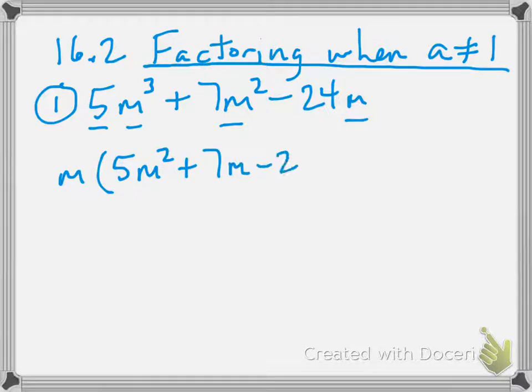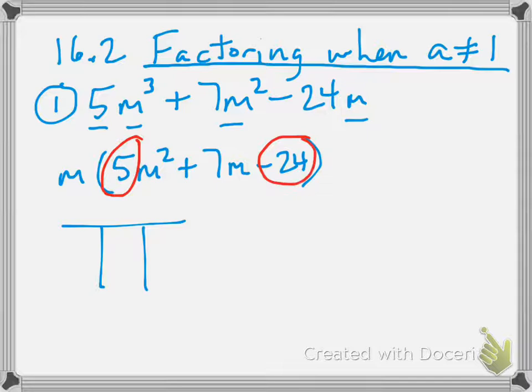So this is what we have left. Okay, so when we make our chart, all right, we make our chart, remember, A times C, so 5 times negative 24 is negative 120. And then the number in the middle is 7. Okay, so I need to find two numbers that multiply to negative 120 and add to 7. So that means my positive number is going to be bigger. I start at 10 because the number ends in 0.